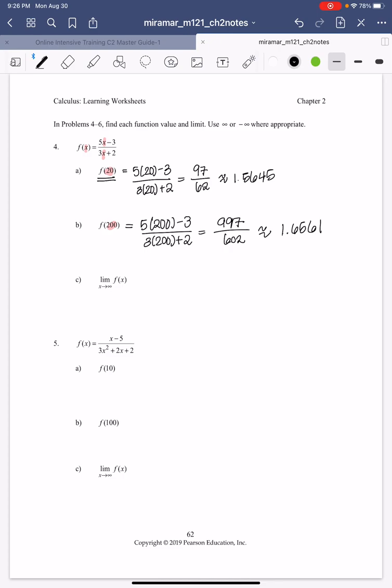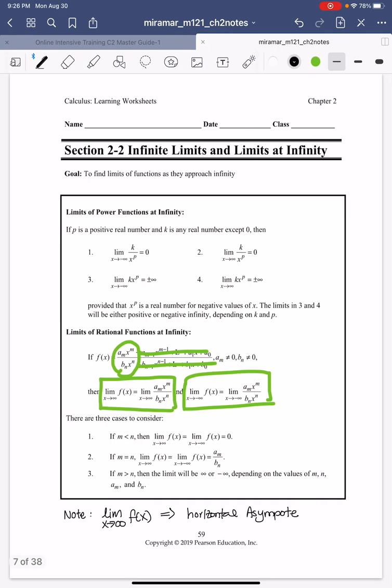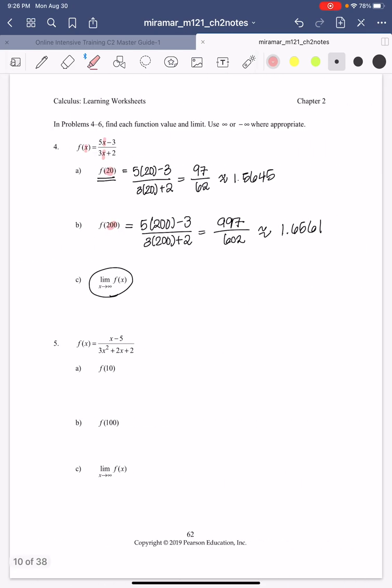Now we want to find the limit at infinity of f of x. So this over here is where the rule applies. This is a rational function because we have a fraction. And for a fraction, we only need to care about our leading term. So don't worry about all those extras, just the first leading term, and we plug it in. So my leading term over here is this, 5x over 3x.